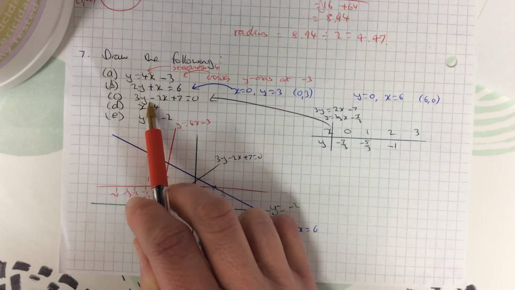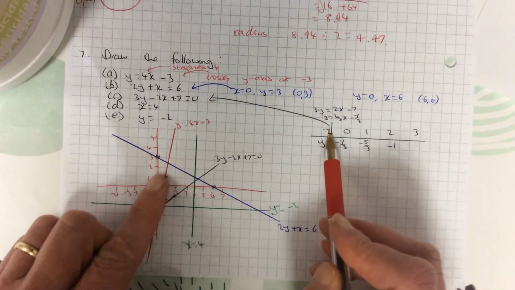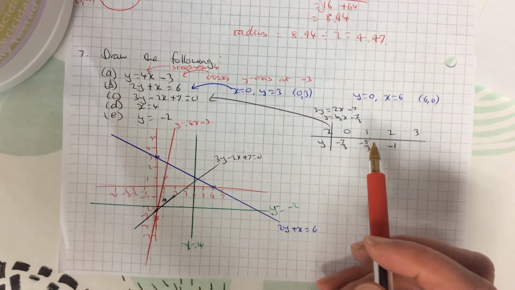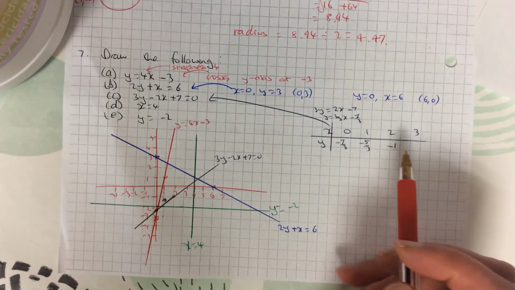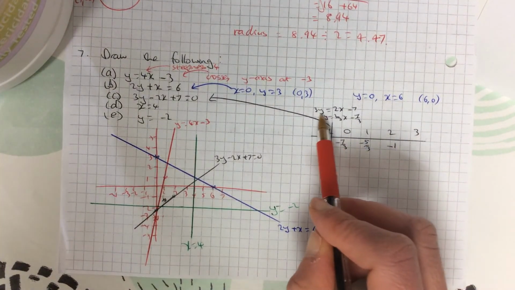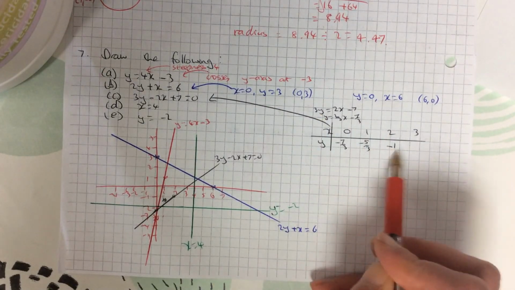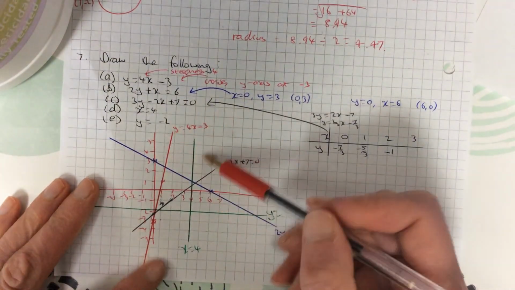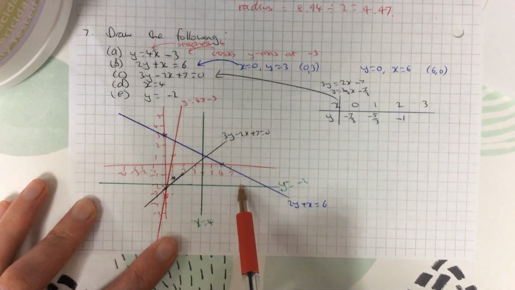For this one here, I did it with a table, choosing the x values. I rewrote it as y equals, and then subbed in the x values. And the last one, x equals 4, and y equals minus 2.